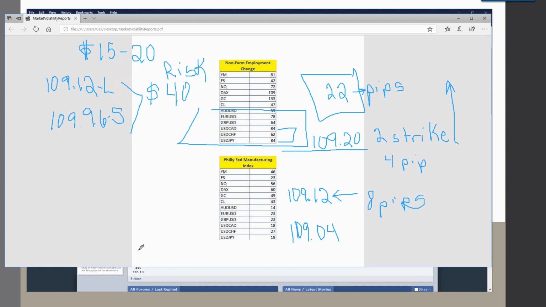Do you understand that now, James? What if I can't get both sides? Then I'm going to go directional.